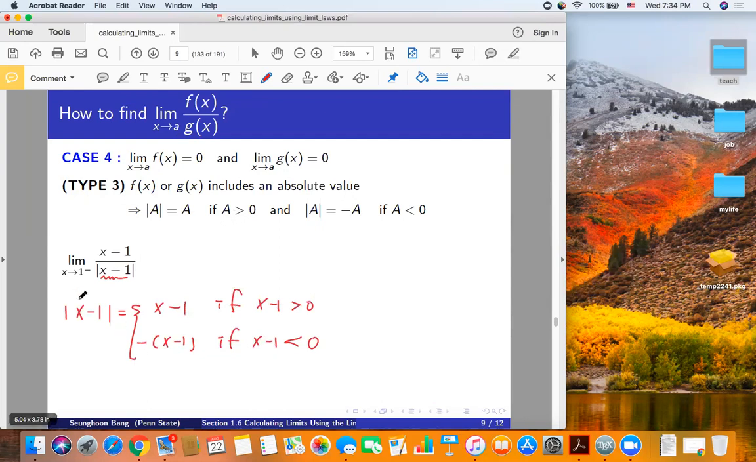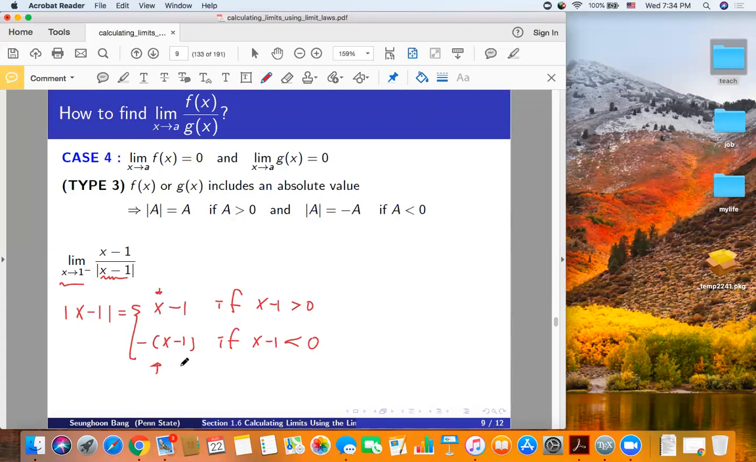So let me see. Which one? The x value approaches 1 from the left. So x minus 1 or negative x minus 1. Which one? What do you think? What's your answer? Could you write your answer on the chatting board? X minus 1 or negative x minus 1. So minus x minus 1 is right.